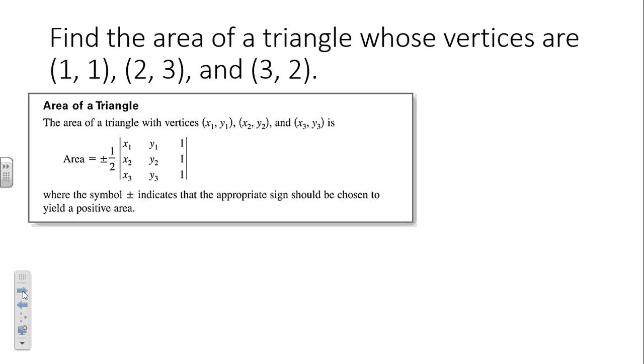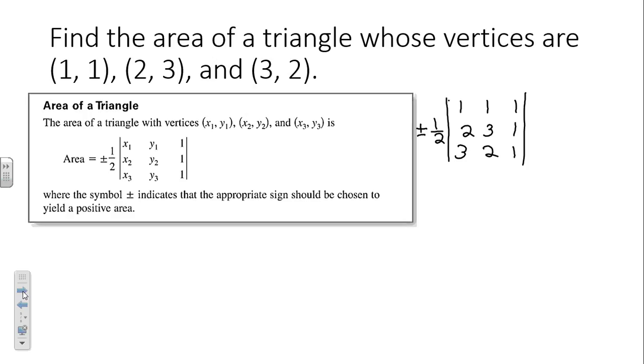So we have the 3 points, (1, 1), (2, 3), and (3, 2). So we simply write them down. And then we fill our third column with ones. And we're going to evaluate that determinant and then multiply it by either a positive 1/2 or a negative 1/2, depending on whether this answer was positive or negative.